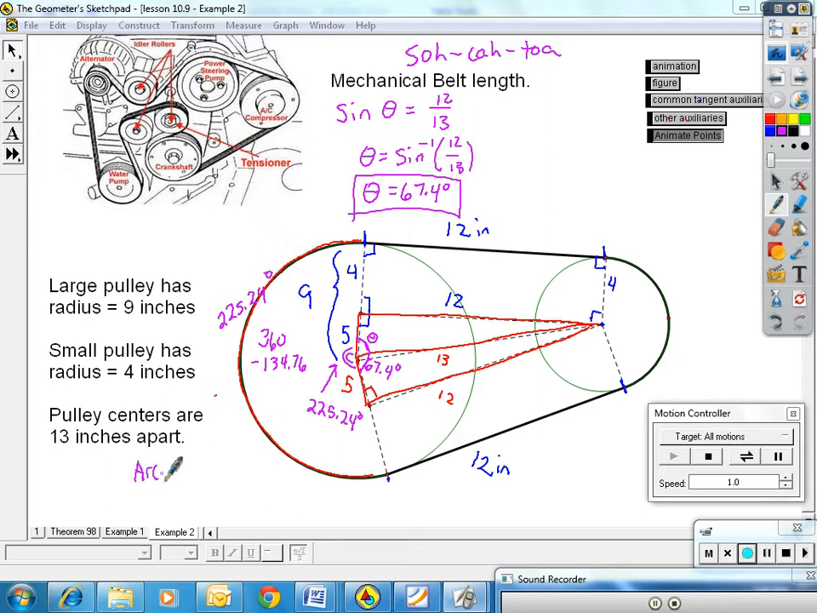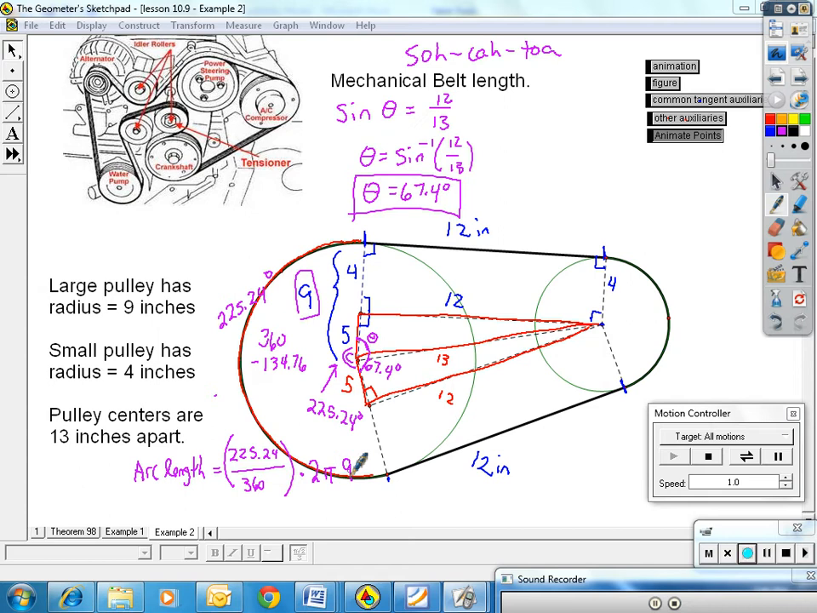Arc length is going to equal 225.24 divided by 360. There's the percentage of the circle that large arc takes up. We're going to now multiply that by the circumference, 2 times pi times the radius of this, which was 9.